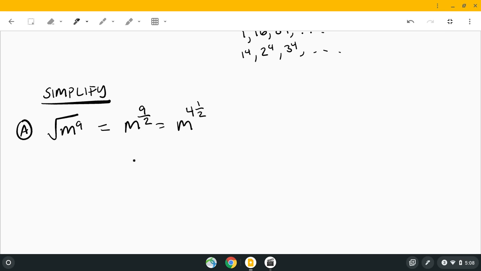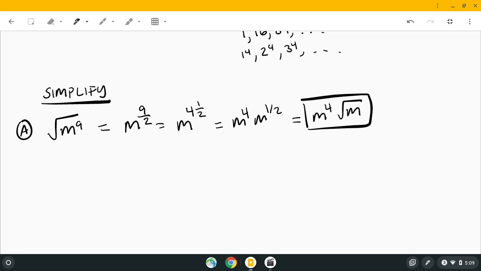And I can split this up as m to the 4, m to the 1/2. Okay, and so here it's easy for me to see what's going to be left inside the square root. It's going to be this one. Okay, so m to the 4th will be out here, and m will be in here, m to the 1st power, because that's a 1. So this would be our final answer. Okay, let's take a look at another one.